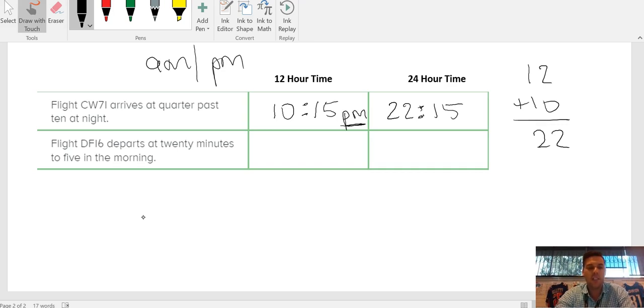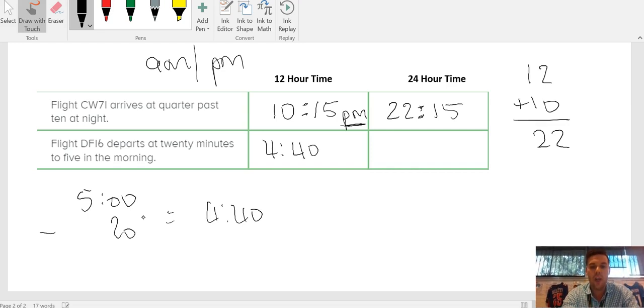Second one, flight DF16 departs at 20 minutes to 5 in the morning. So 20 minutes to 5. It's not yet 5 o'clock, all right? So we need to take away 20 minutes. So if we take away 20 minutes, that would be 4:40. That's what I would put here, 4:40. 20 minutes to 5. It's not 20 minutes past, it's 20 minutes to.